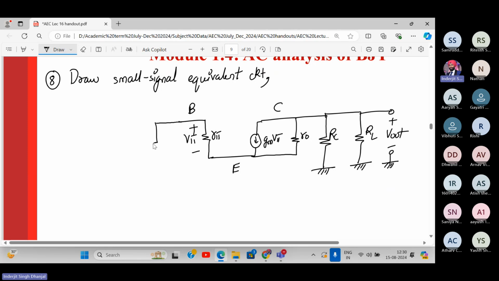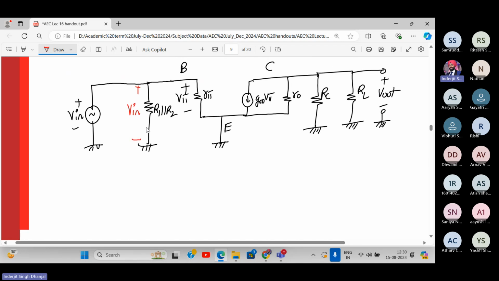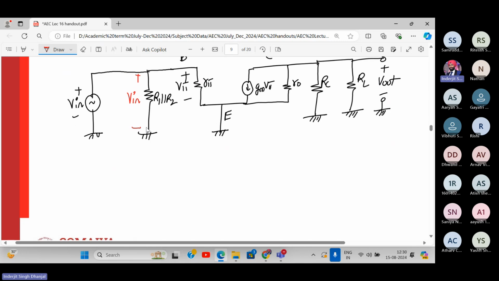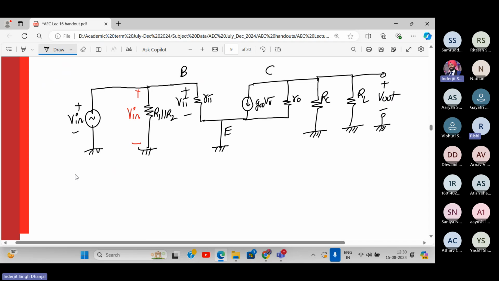On the input side, the emitter is grounded. Here we have R1 parallel to R2. And here we have no RS, right? We have directly connected a source, which is V in. So remember Vs is equal to V in over here. It's the same thing over here, so this is also V in. So there is no RS. Our analysis becomes simpler. Completed this? Yes, sir.